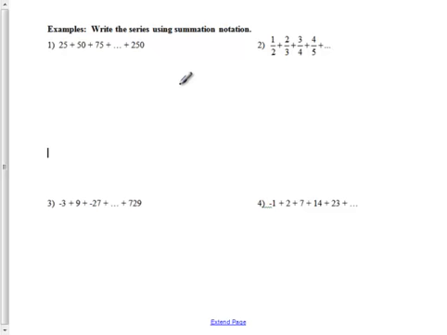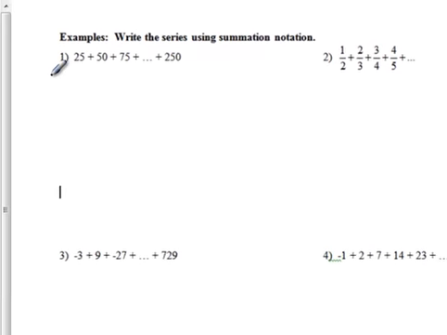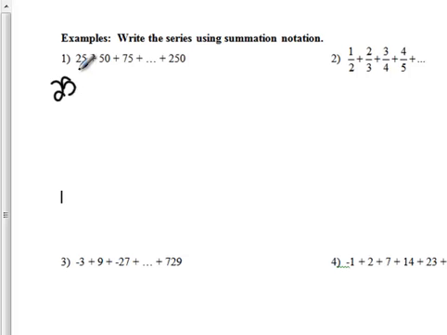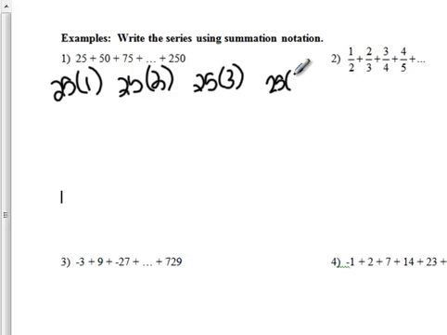We want to write the series using summation notation. However, what I like to do first is figure out what the pattern is. So if we look over here, we notice that we go up by 25 each time. So we have 25 times 1, then 25 times 2, then 25 times 3. And how do we get 250? All we did is take 25 times 10.